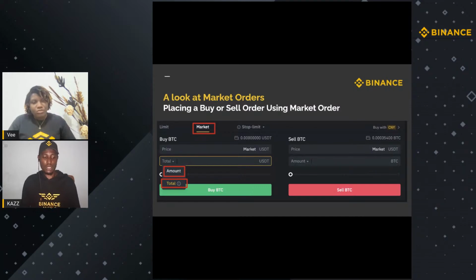So what happens now is that if the BTC price increases at that moment, it means that your 100,000 USDT can no longer buy the specified amount of BTC. So you will have to manually enter the amount of BTC you can buy, then click on buy order again.